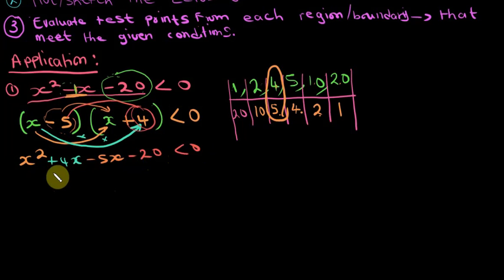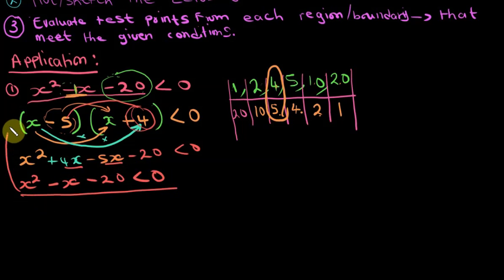Now we just collect like terms. x squared has no like term. Plus 4x and minus 5x are like terms: 4x minus 5x gives me minus x. Minus 20 has no other term, it's on its own. And there we go, back to the original equation.